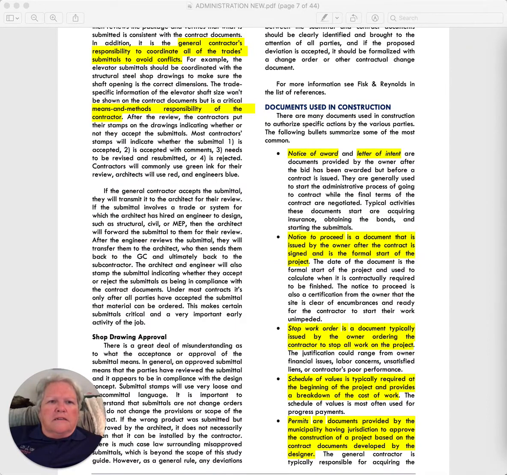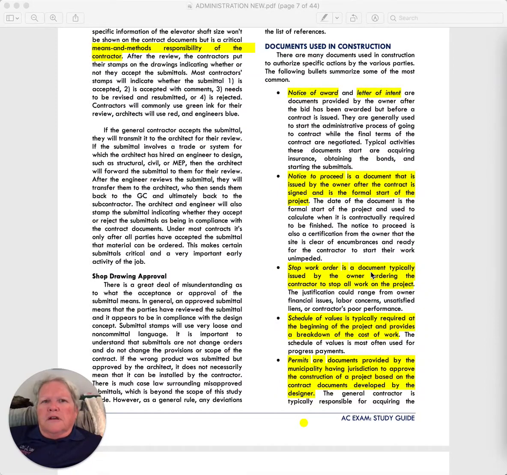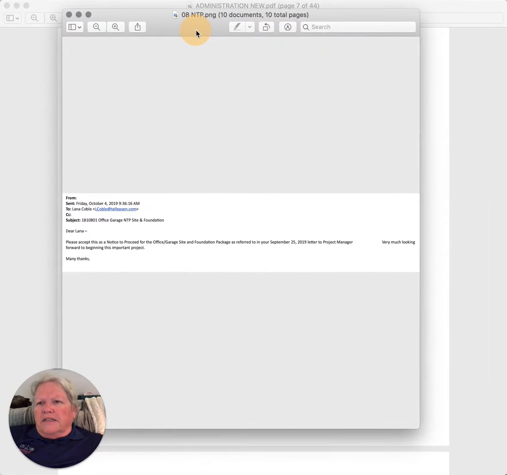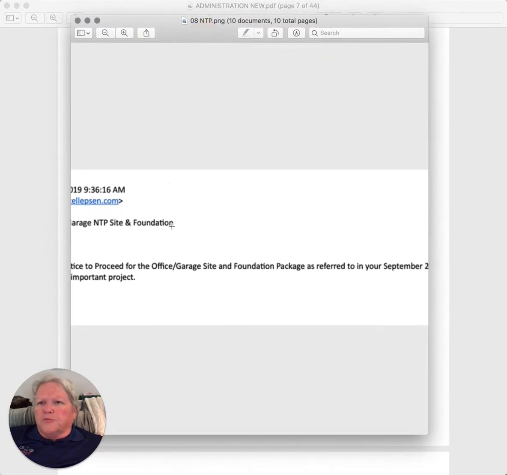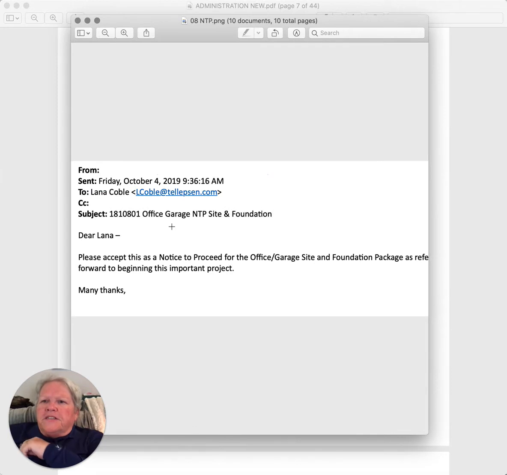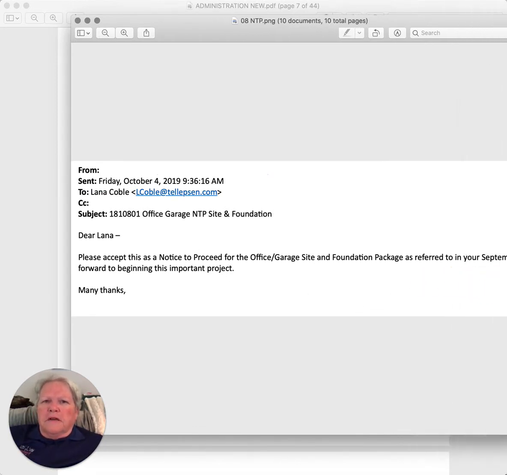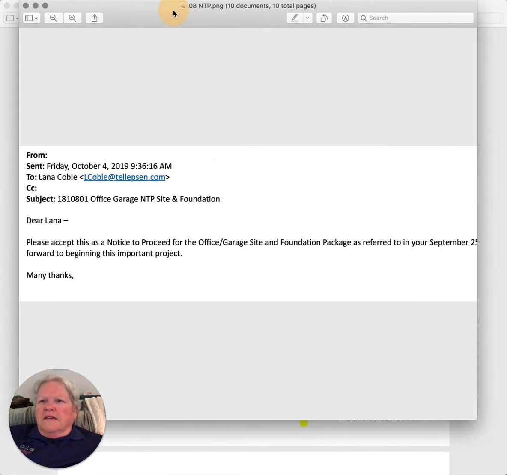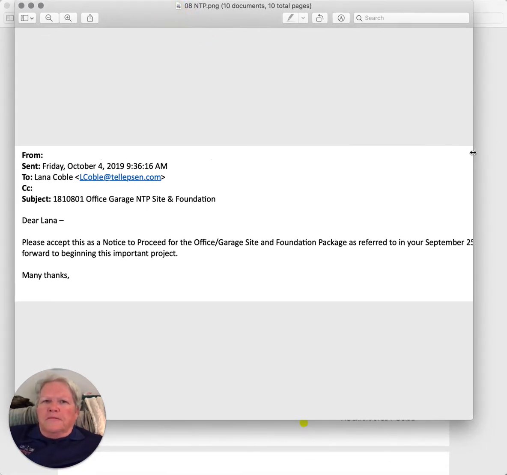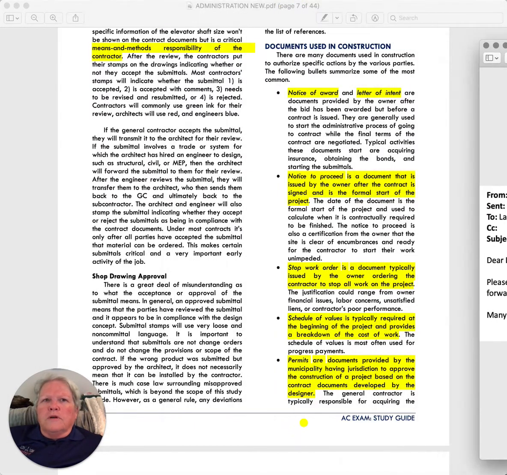Let's see. So, other documents that are used are notice of award and letter of intent. And I've got an example here of a notice to proceed. This is telling us that on this particular job, and it can be in the form of an email, all it has to say is, "Dear so-and-so from the contractors, please accept this as a notice to proceed for a specified project," and they will provide a date. Pretty simple. It doesn't have to be real formal.